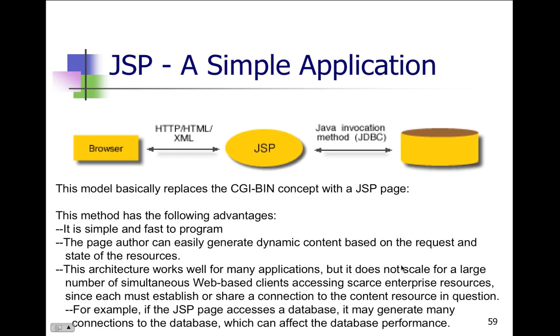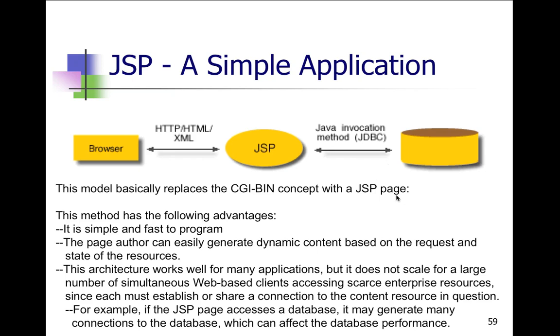The architecture works well for many different applications, but it does not scale well for a large number of simultaneous web-based clients accessing scarce enterprise resources, since each must establish or share a connection to the component resource that it needs to access. Every single client who logs into this very simple system is going to take up this HTML page, run this JSP script, and make their own connection to the JDBC database. This is as bad as CGI, and it does not take advantage of any of the Java 2 EE platform capabilities. Even if you installed and did everything, well, surely Java's free, you don't have to pay any money, but you have to buy the equipment to put it on. Long story short, you can still accomplish CGI. This is equivalent to CGI.